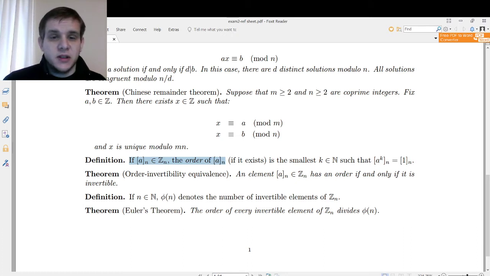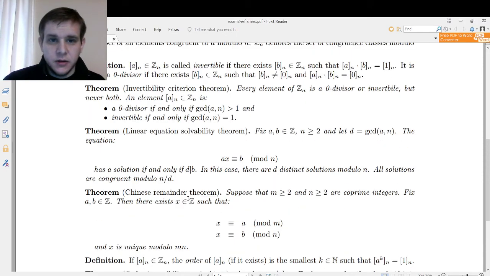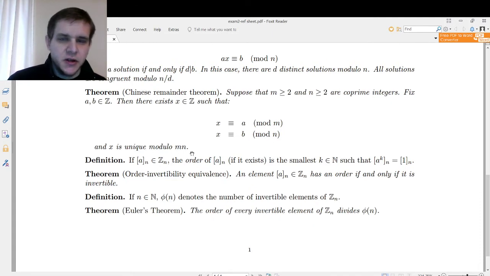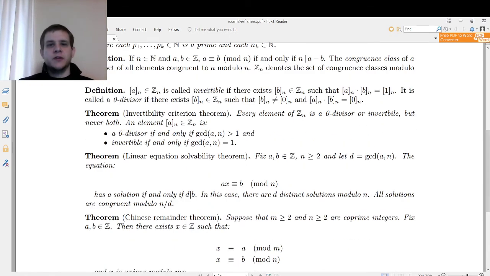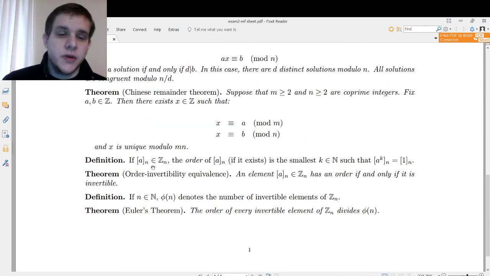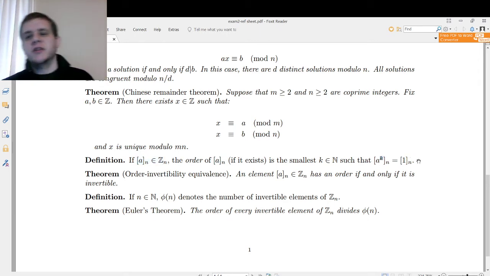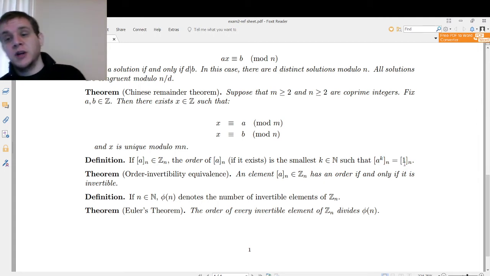The last thing we did was section 1.6, which starts here. We investigated, again, it's all coming back to whether or not we can divide by elements in a congruence class. So here, an element has an order if I can find some power of that element which is congruent to 1 modulo n.